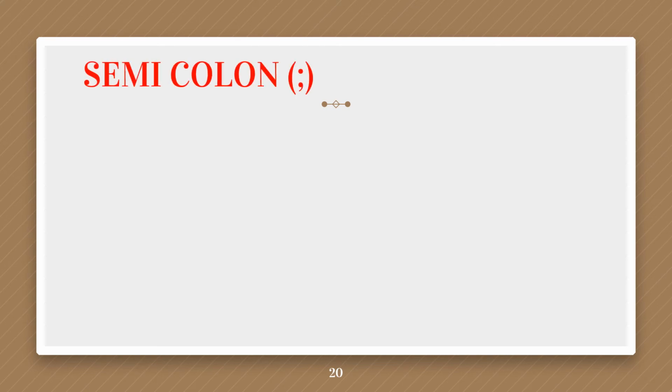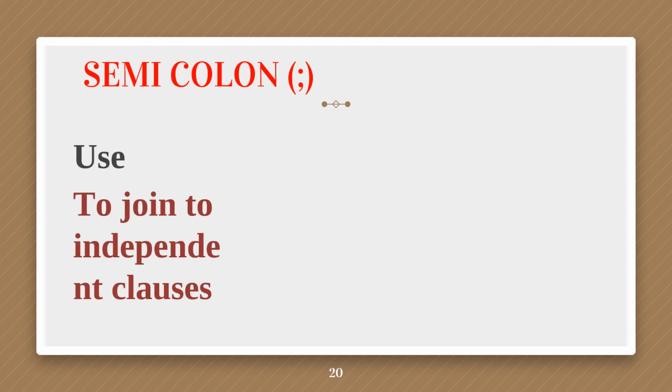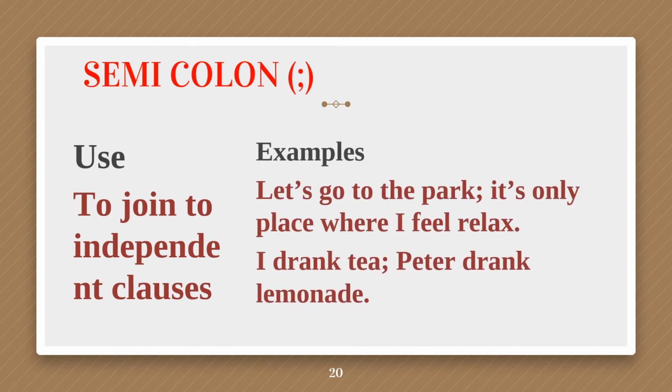Next is semicolon. What is semicolon? We use semicolon to join two independent clauses. For example, let's go to the park. It's the only place where I feel relaxed. Now these two are independent clauses, but to join these two clauses, I have used semicolon over here. I drank tea; Peter drank lemonade. I hope the use of semicolon is clear to you, that we use semicolon to join two independent clauses.